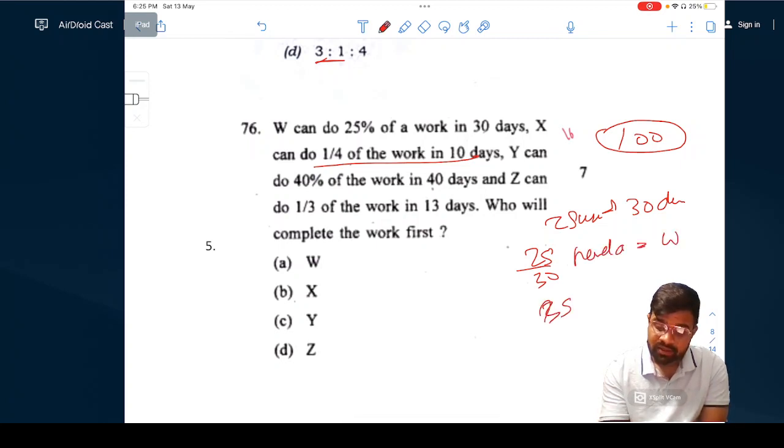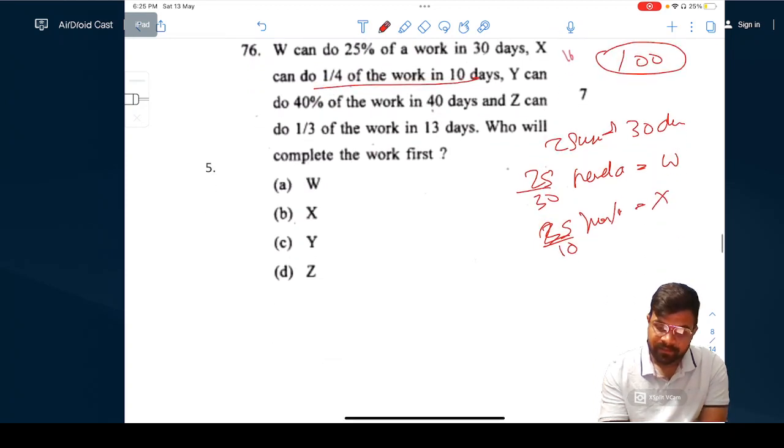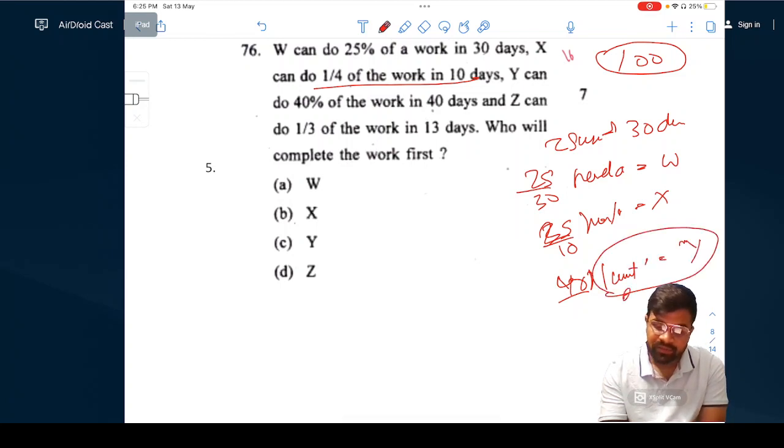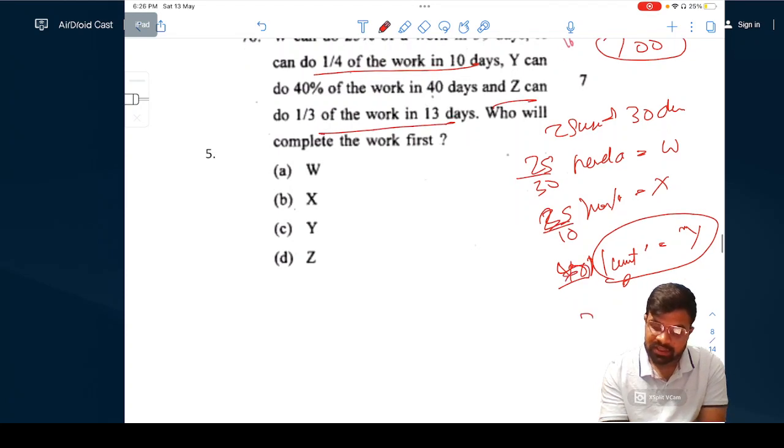25 by 10 per day is for X. Y can do 40 in 40 days. 40 by 40, that means 1 unit per day of Y. And Z can do 1 by 3 in 13 days. 1 by 3, that means 33 by 13 is Z.